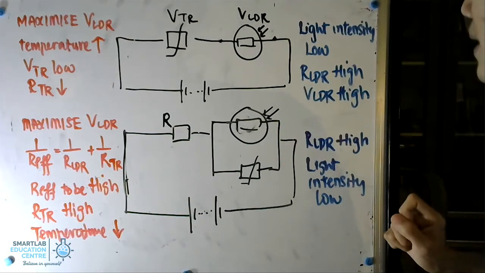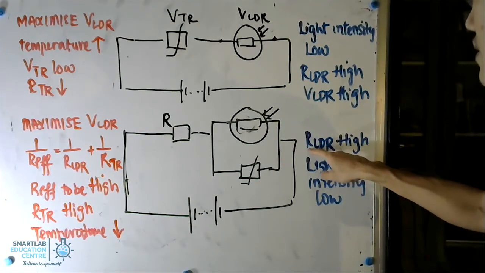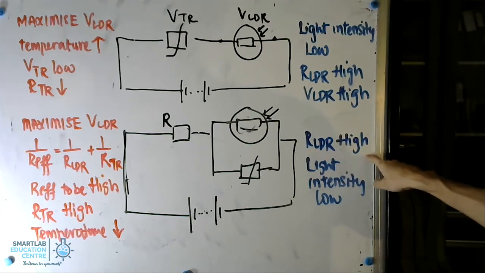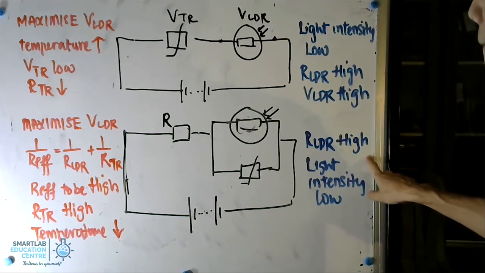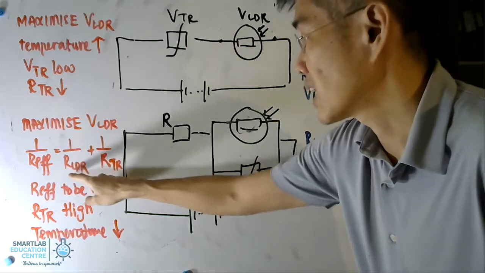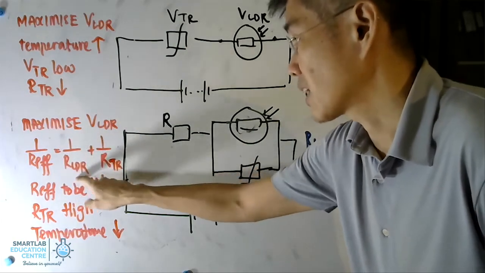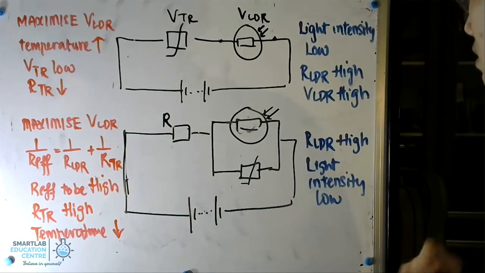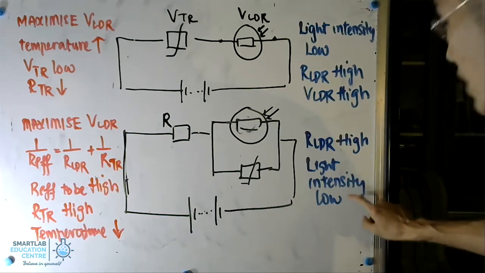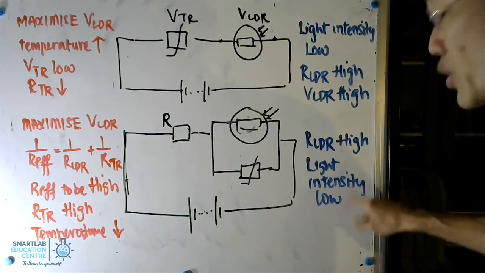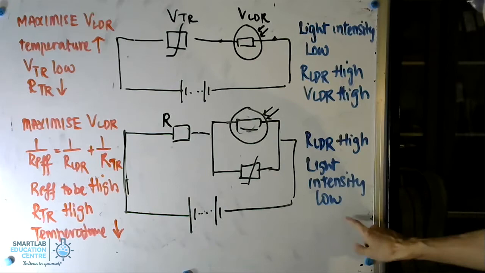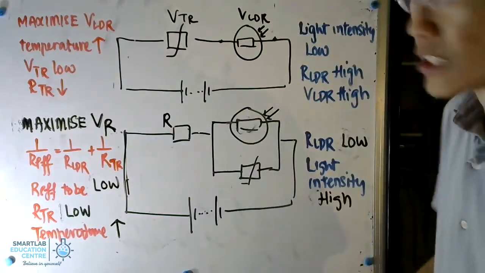In the case of the light-dependent resistor, we want the resistance of the light-dependent resistor to be high as well, so that 1 over R_LDR is low. So in this case, we will want the light intensity to be low.